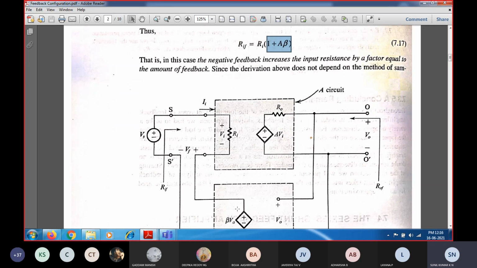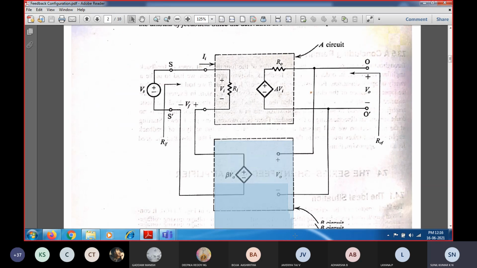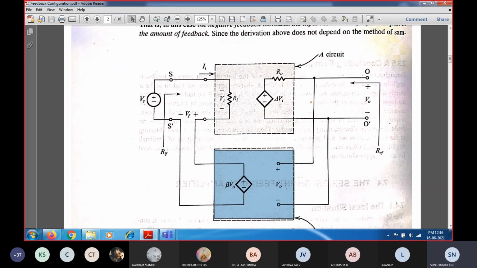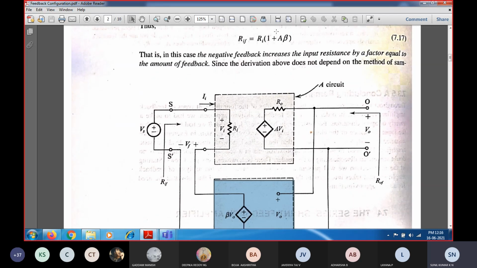So when you employ the feedback network in negative feedback, for this circuit the input resistance is going to increase by a factor of 1 plus A beta. That is how it increases the value of the input resistance by a factor of 1 plus A beta. So what is the function of negative feedback? It is going to control the input and output impedance. So this is how it controls the input impedance. Input impedance is going to be increased by a factor of 1 plus A into beta.